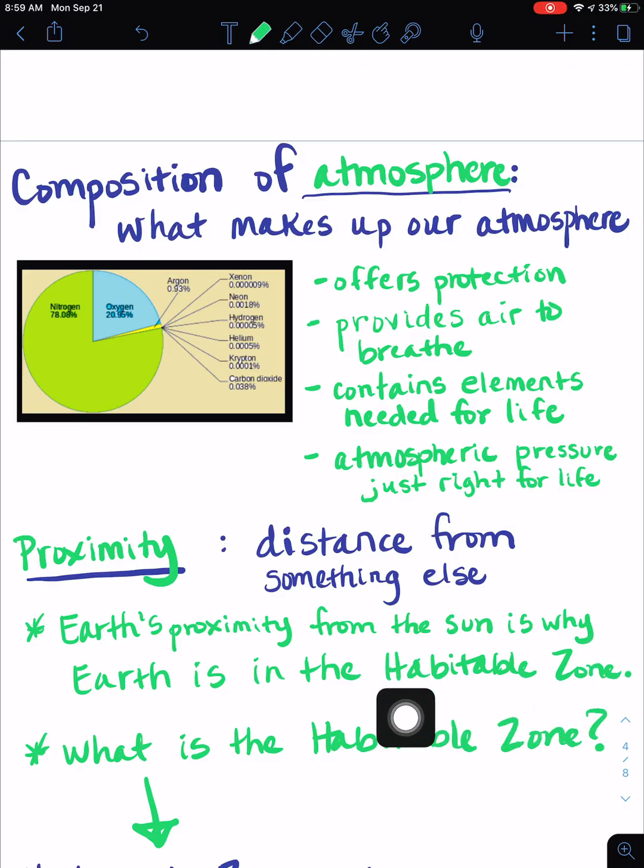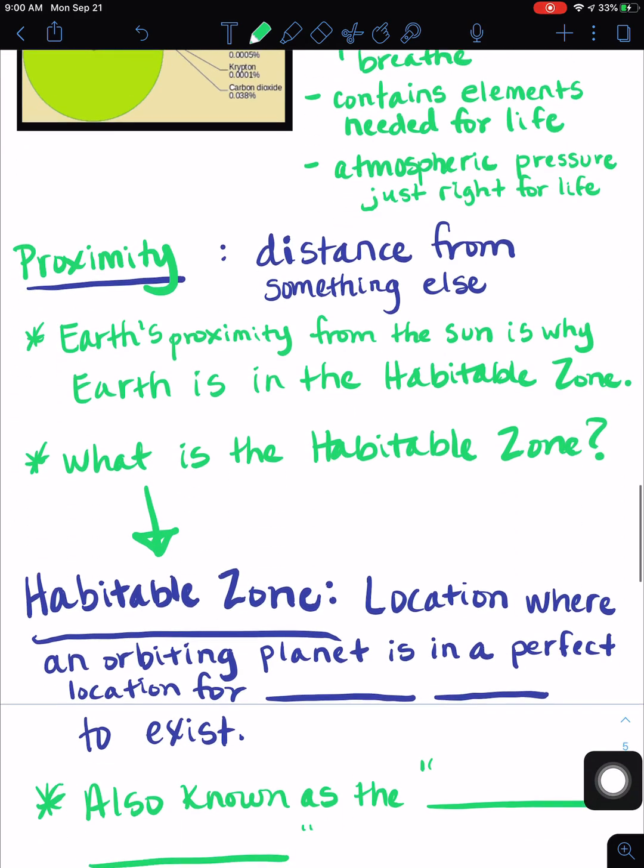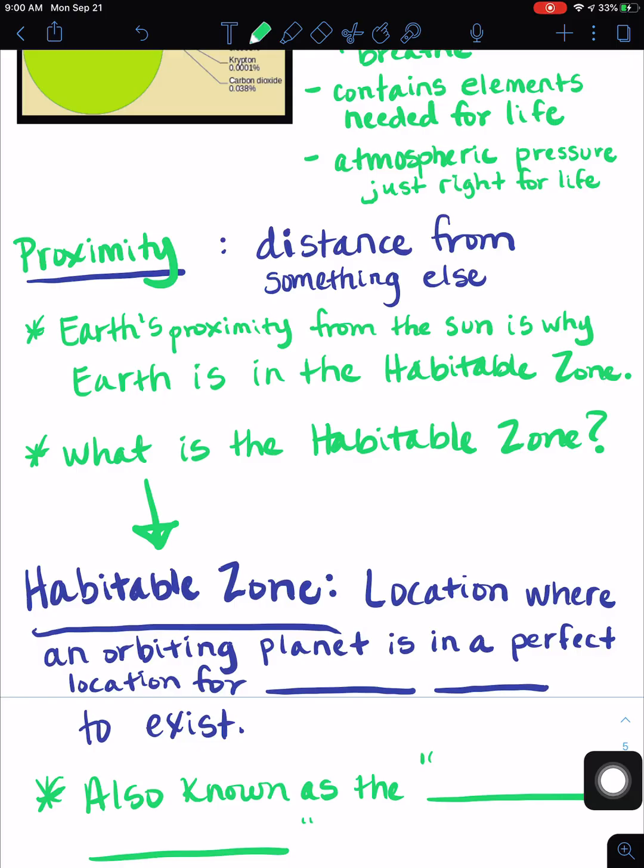So we're coming now back to the word habitable. Earth's proximity from the sun is why Earth is in the habitable zone. If you see in the word habitable, I know you see the word habitat, but it's talking about the word habitat, a place where life lives. So, what is the habitable zone? It is the location where an orbiting planet is in a perfect location for liquid water to exist.